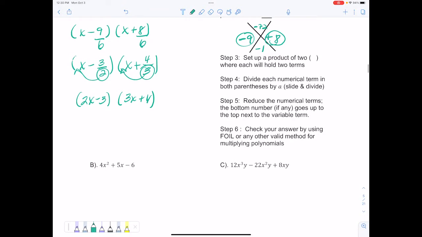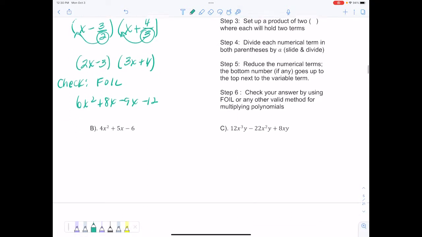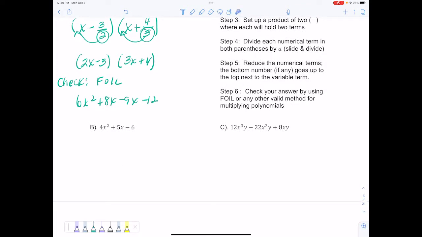Okay, and again, you can check this by FOILing. So to FOIL, right, we would do first times first, 2x times 3x is 6x squared. And then I'm going to do my outer terms, which are 2x times 4, that's 8x. And then my inner terms, -3 times 3x is -9x. And then my last terms, -3 times 4 is -12. And I can combine the 8x and the -9x. 8 minus 9 is -1.